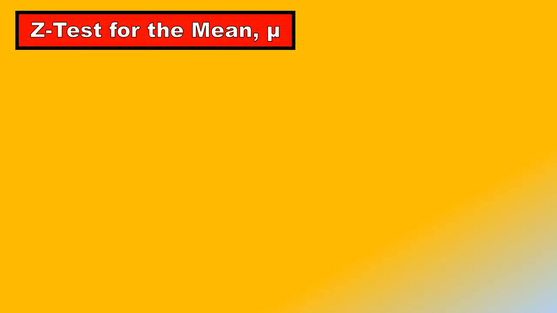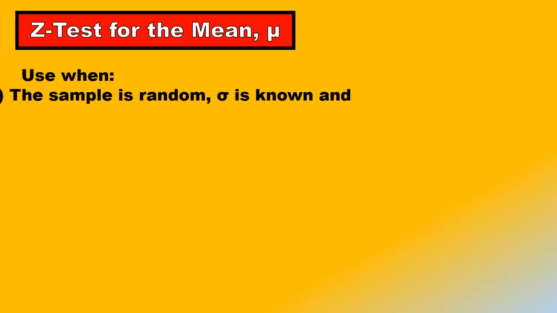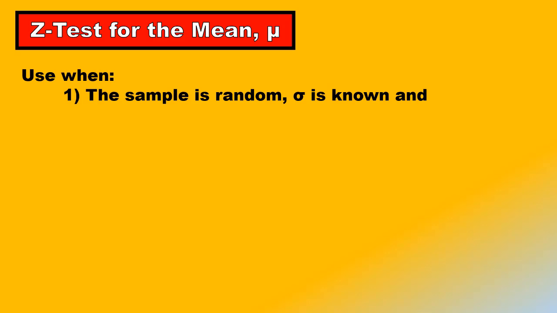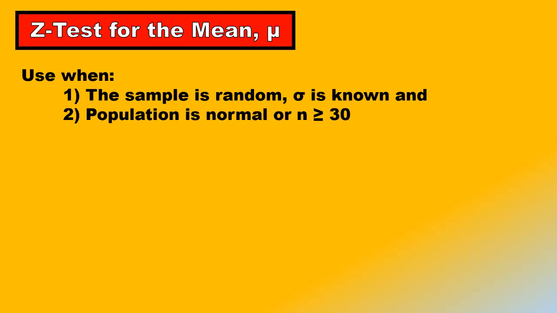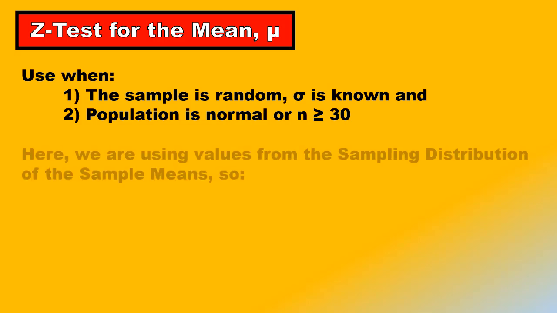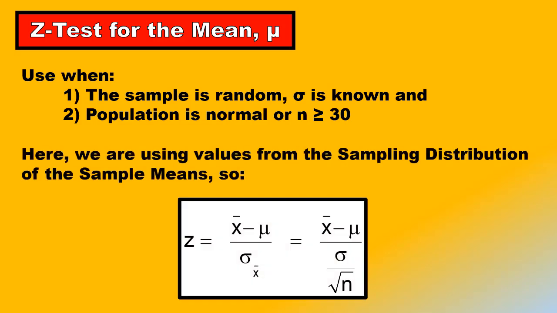Okay. So how does this z-test for the mean actually work? You're always going to use this when the sample is random, sigma is known, and you have a population that's normal, or the sample size is greater than or equal to 30. So we're going to use stuff from the sampling distribution of sample means to help us, which means that the z-score is found by doing x bar minus mu over sigma of x bar. And remember, sigma of x bar can also be written as sigma over the square root of n.